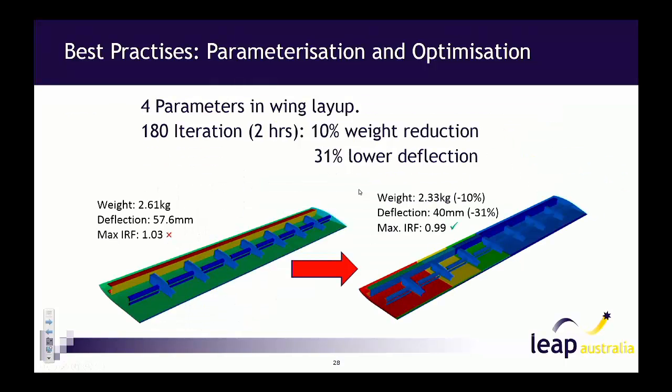Another example, this is a UAV wing, 4 parameters, 2 hours, 10% weight reduction, 31% increased stiffness. And that's all just by leveraging the improvements that you can get from these simulations just by iterating and iterating a lot.